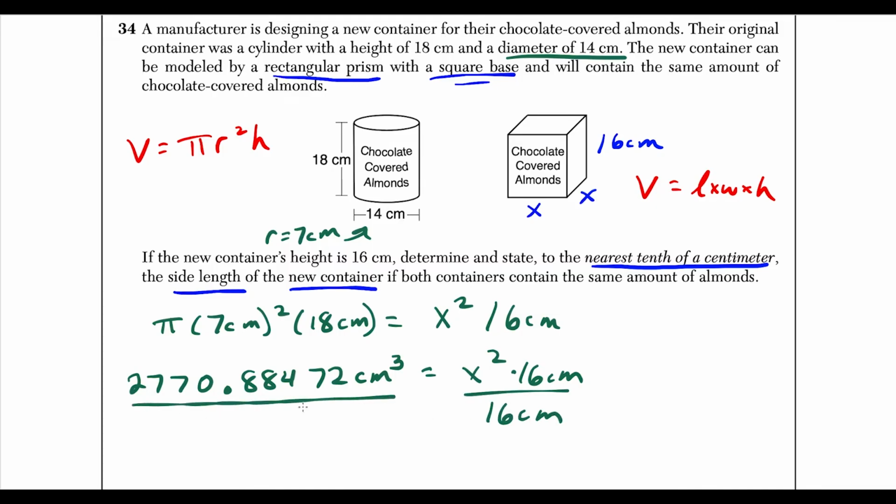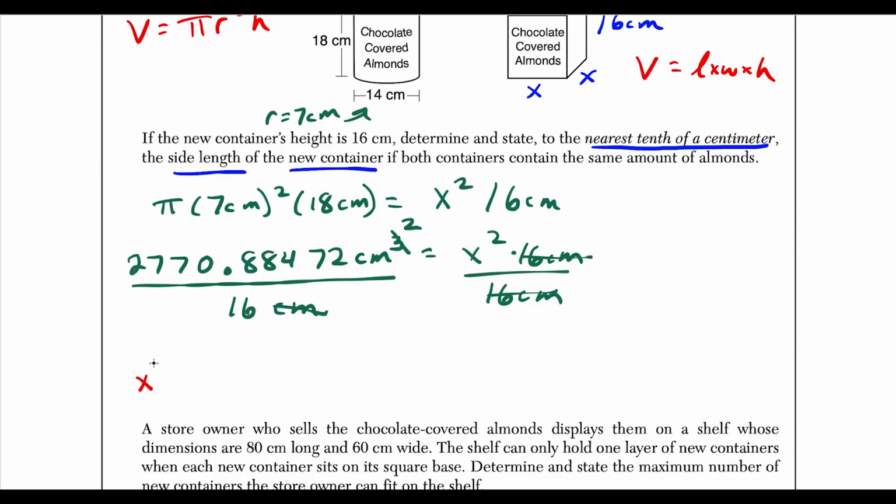And what that's going to do is, on this side, it's going to cancel out the 16 centimeters completely. But on this side, centimeters to the third over centimeters to the first is going to reduce to centimeters squared. So now what we have is that x squared is equal to 2770 divided by this term here. And this is going to be all calculator work, so I'm just going to leave this as is for now, because this is exactly how I would type this in a calculator, which we'll see in a moment. But we have centimeters squared like this, and now we're going to take the square root of both sides.